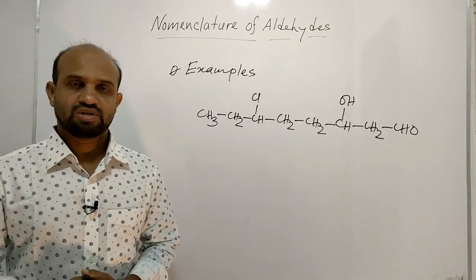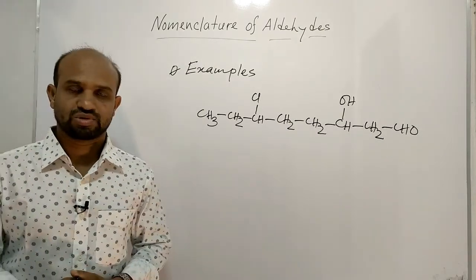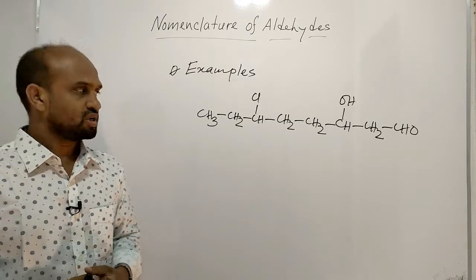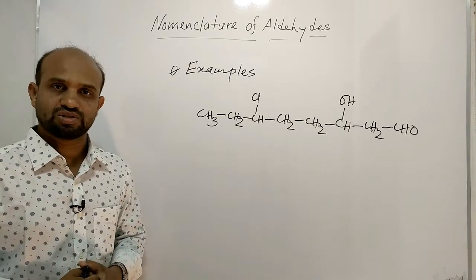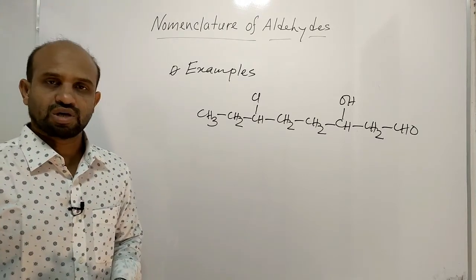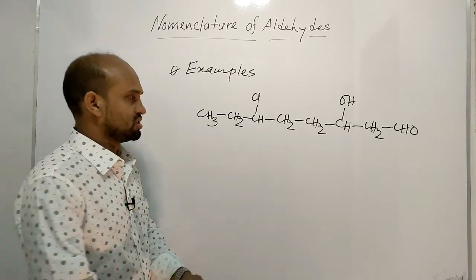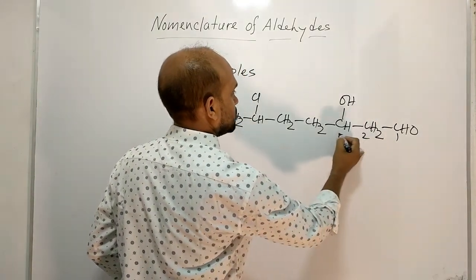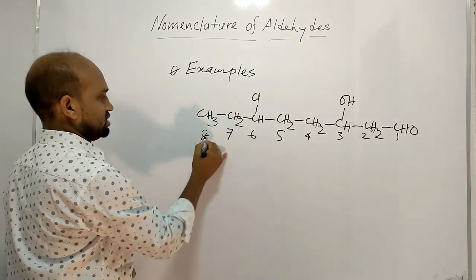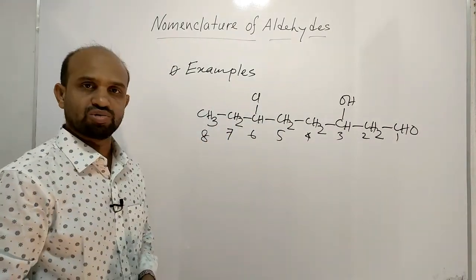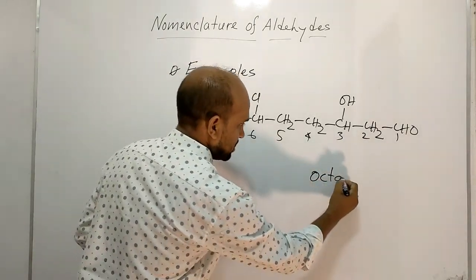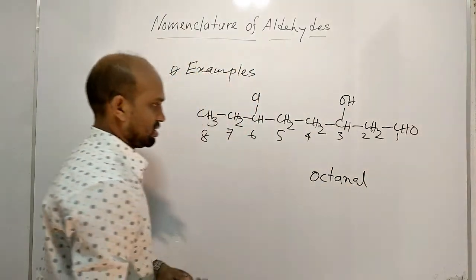My dear students, the point is now examples. We will see some examples of compounds. First of all, let's see the name of this compound. First of all, the carbon atoms are numbered from the right, that is 1, 2, 3, 4, 5, 6, 7, 8. So what is word root here? Oct. And anal as suffix, octanal.